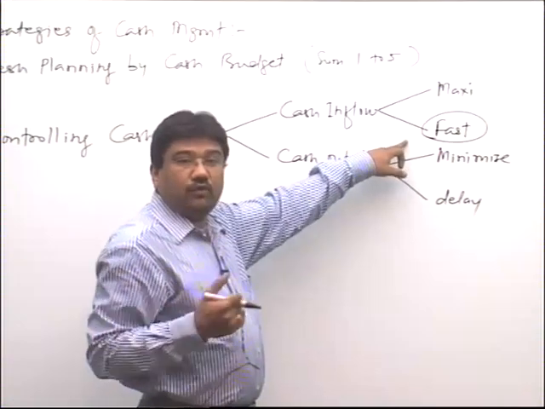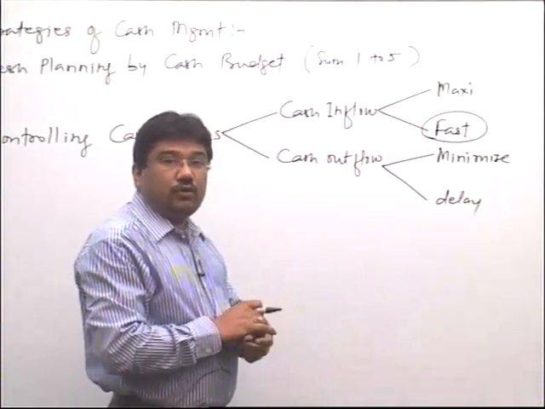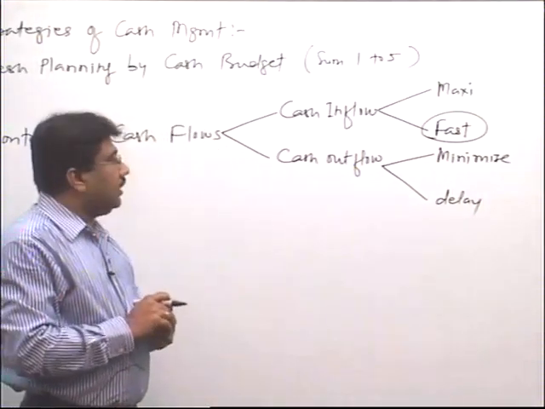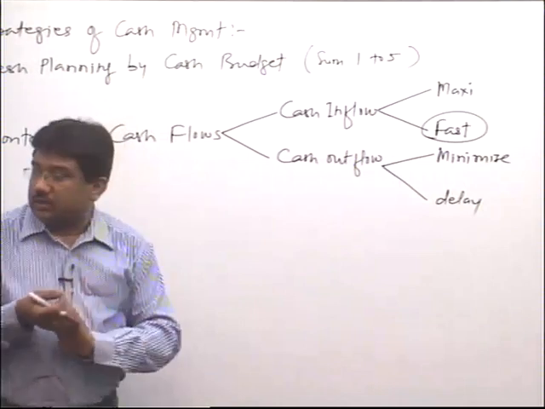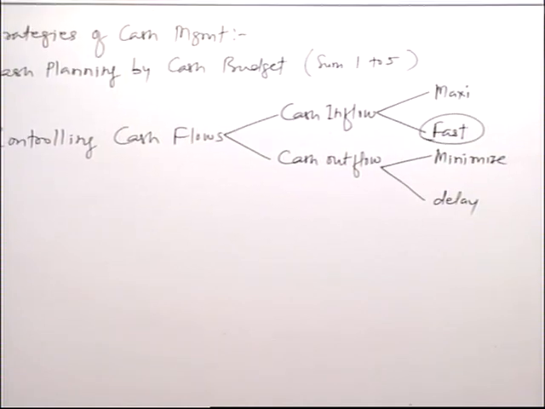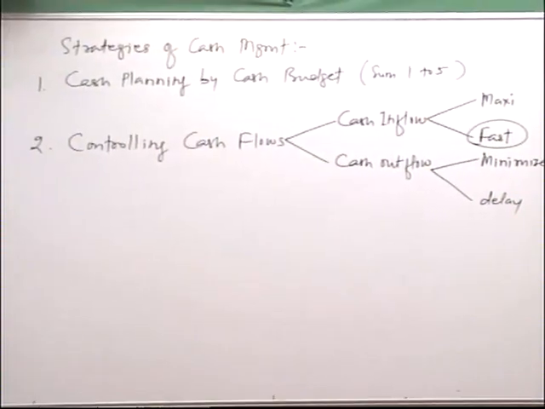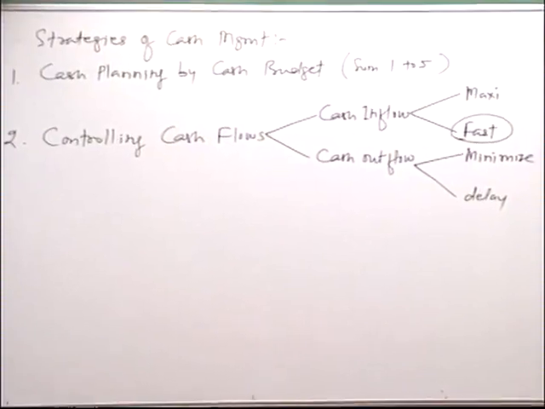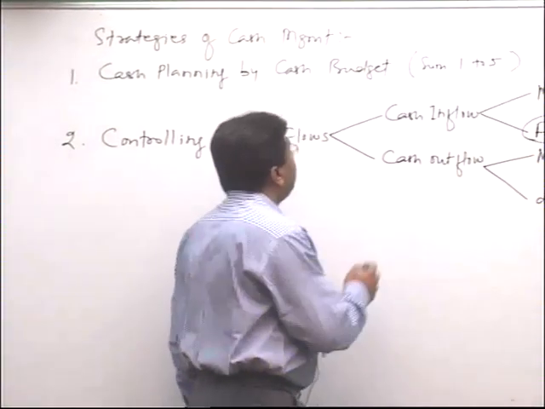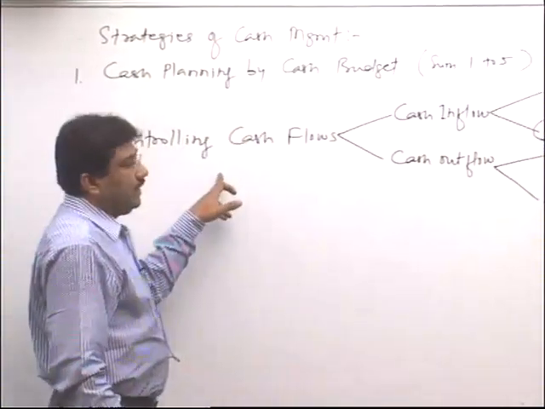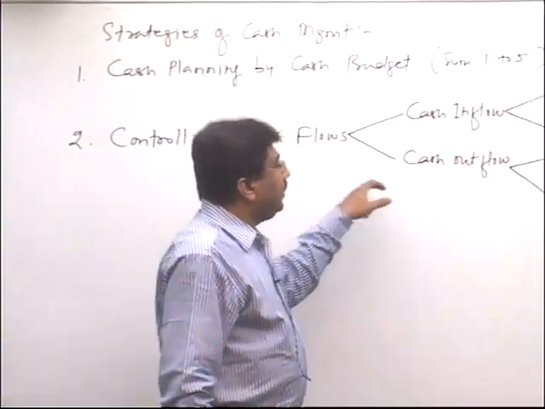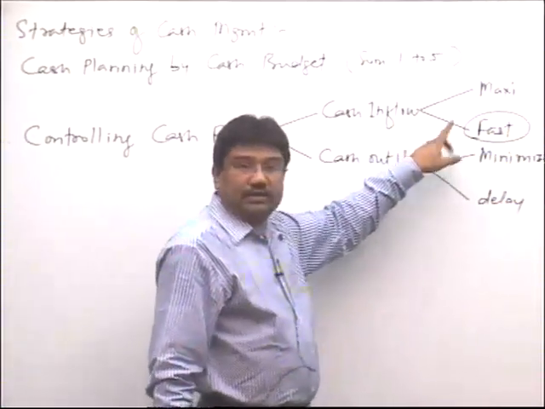To make the inflow fast, there are two techniques, and before we start those techniques in theory, I request all the students to see page number 1 of this cash management chapter, that is page number 107. Please see page number 107. First I will discuss theory for controlling cash flows, and then we will start with sums which will be related with how to make the inflow fast.